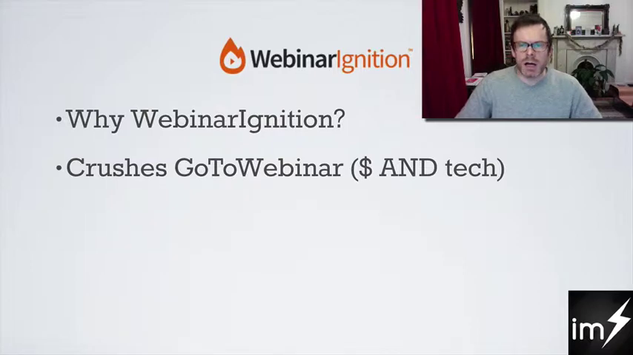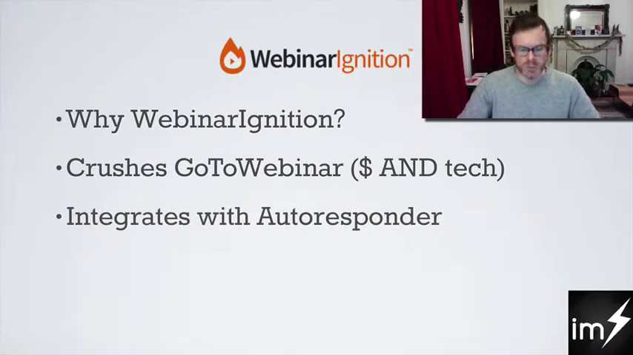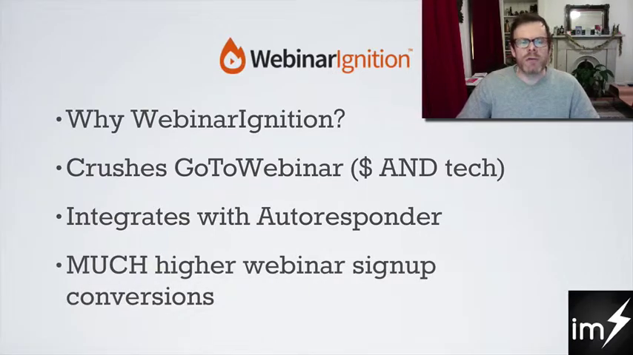So in terms of integration with autoresponder, now this is quite a big one. With GoToWebinar, when people sign up, you can't add them to your autoresponder, your email provider like Aweber or whatever. You can't add them at the same time as they sign up. Whereas with WebinarIgnition, you can, and that's a big time saver. Very, very convenient.